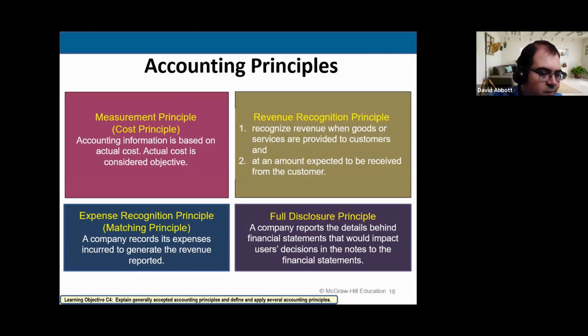The revenue recognition principle says to recognize revenue when goods or services are provided to customers. So we recognize it when we provide it to customers, which might possibly be at a different time than when we actually get paid. We'll discuss that later. And then the full disclosure principle: a company reports the details behind financial statements that would impact users' decisions in the notes of the financial statements.